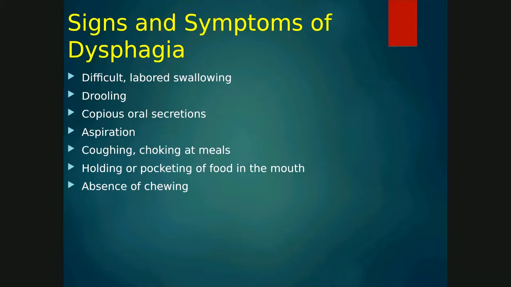So some of the signs and symptoms of dysphagia include difficult or labored breathing, drooling, copious secretions, aspiration, cough and choking at meals, which I find is actually the most common that I see. Not really choking, but just this sort of cough, almost like they're trying to clear their throat after they have a meal. Patients who are holding or pocketing food in their mouth, or patients who are not chewing when they eat. You especially find that with those who are really debilitated and weakened, who are often patients who need to be fed.